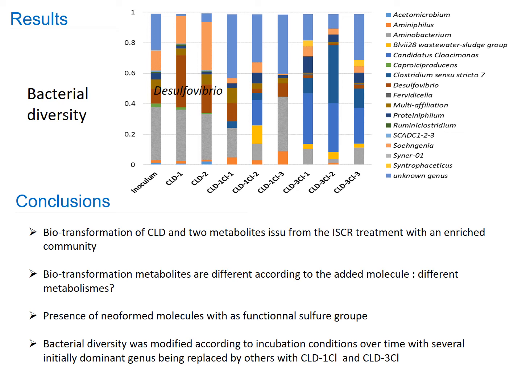So in conclusion, we found that both chlordecone and two of the metabolites issued from ISCR could be biotransformed with an enriched community, that the metabolites formed are different depending on the added molecule, possibly due to different metabolisms and pathways. We found neoformed molecules with a functional sulfur group, and we also showed that bacterial diversity was modified according to the incubation conditions over time, with changes in dominant bacteria, possibly due to more tolerant conditions with the hydrochlordecones rather than with the chlordecone itself.